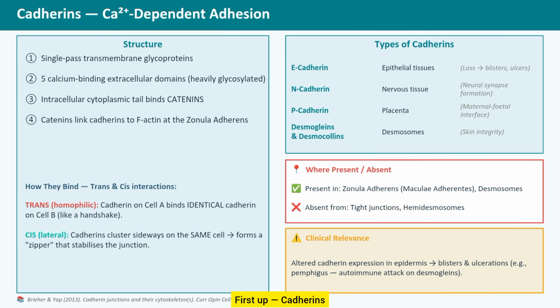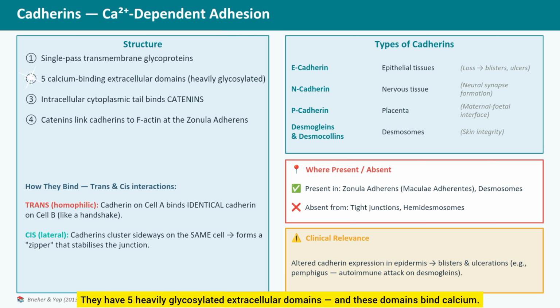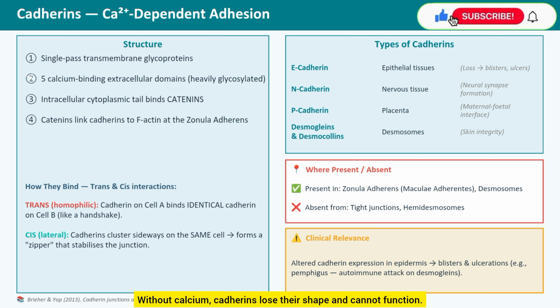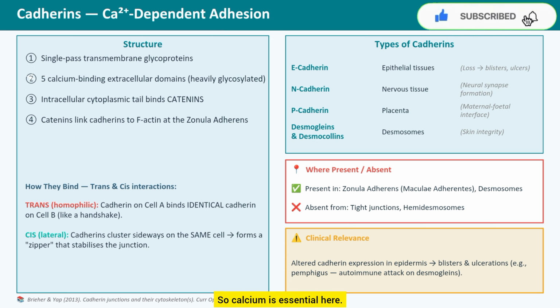First up, cadherins. The name comes from calcium-dependent adhesion, so the Ca is right there in the name. Cadherins are single-pass transmembrane glycoproteins. They have 5 heavily glycosylated extracellular domains, and these domains bind calcium. Without calcium, cadherins lose their shape and cannot function. So calcium is essential here.